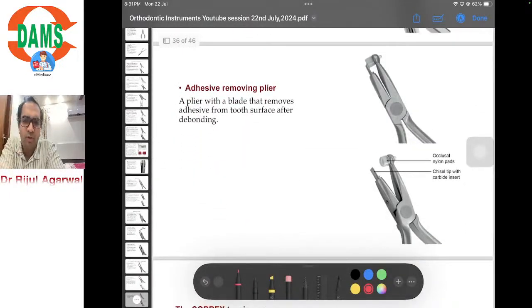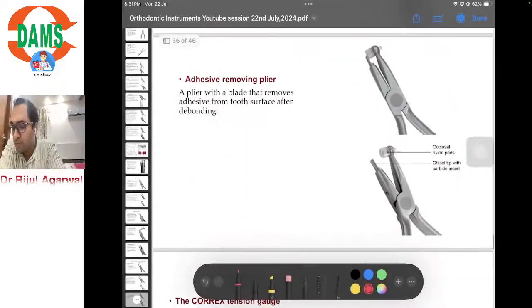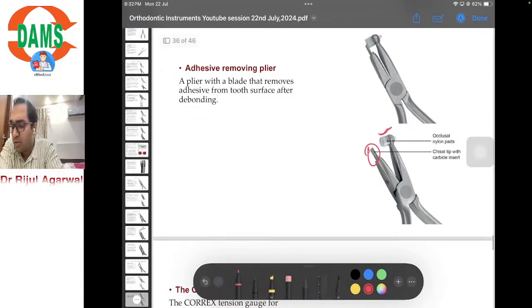Next is the adhesive removing plier, not used very much, because we have burs for that. It is similar in shape to this band remover. It is a straight plier with a nylon tip, but it has a blade for removal of adhesive from the tooth surface after debonding. Not used much, we generally use burs for that.